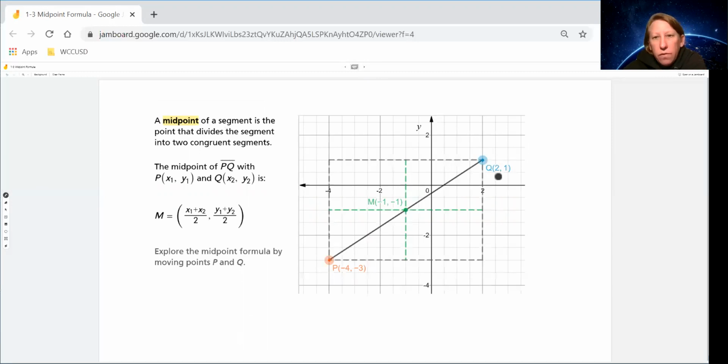And points have two numbers in them. They have the X coordinate and the Y coordinate. And this point also has two numbers in it, the X coordinate and the Y coordinate. If you know these four numbers, you can use them to find the coordinates of the midpoint. And the way to do that is with this formula right here.